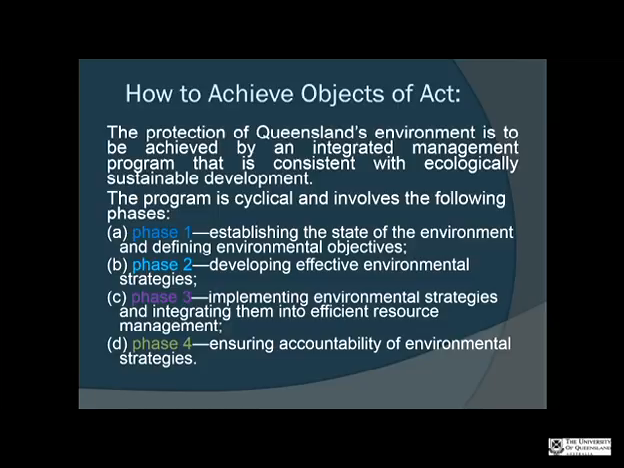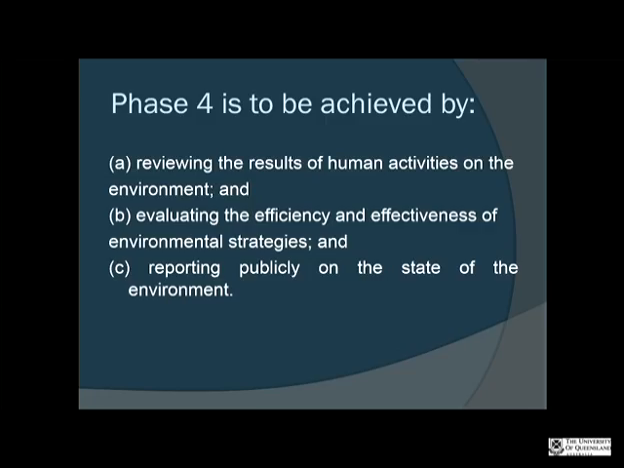It's part of the design of the Act that accountability is ensured in terms of allowing those third-party processes. So here it says phase four is to be achieved by reviewing the results of human activities on the environment, evaluating the efficiency and effectiveness of environmental strategies, and reporting publicly on the state of the environment. And that's what we get. We get our regular state of the environment reports.